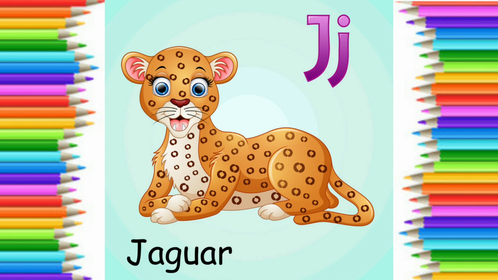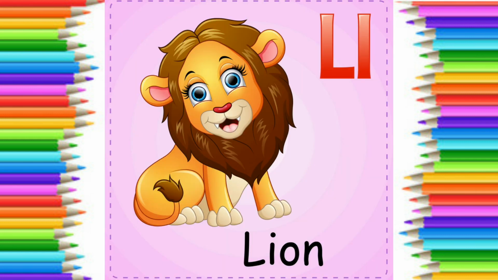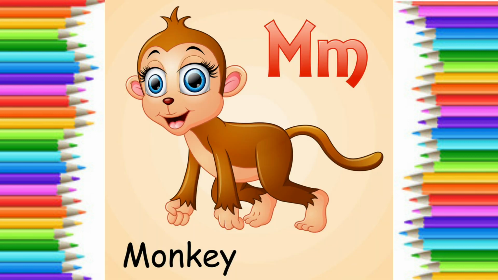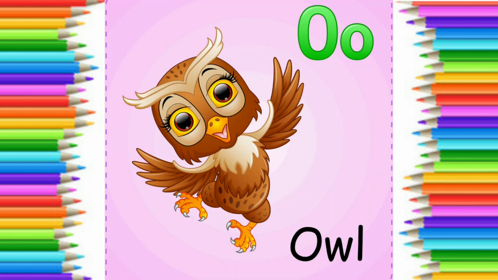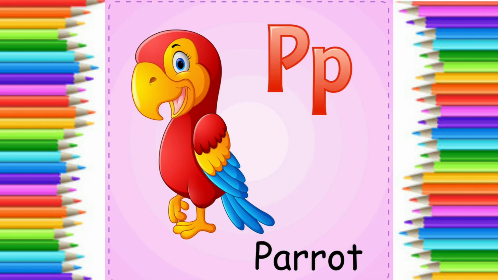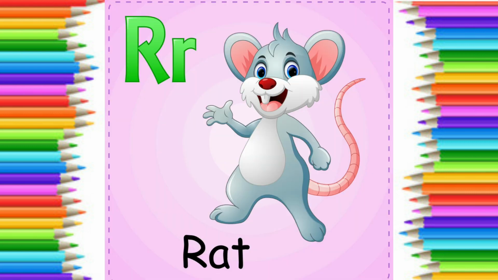J. J for jaguar. K. K for kangaroo. L. L for lion. M. M for monkey. N. N for nightingale. O. O for owl. P. P for parrot. Q. Q for quail. R. R for rat.